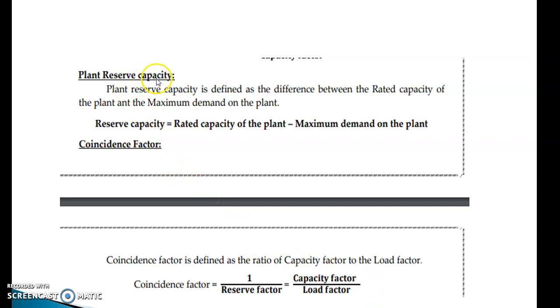Plant reserve capacity. The plant reserve capacity is defined as the difference between rated capacity of the plant and the maximum demand on the plant. Reserve capacity is equal to rated capacity of the plant minus maximum demand on the plant. Coincident factor. Coincident factor is defined as the ratio of capacity factor to the load factor. So coincident factor is equal to 1 by reserve factor, that is equal to capacity factor by load factor.